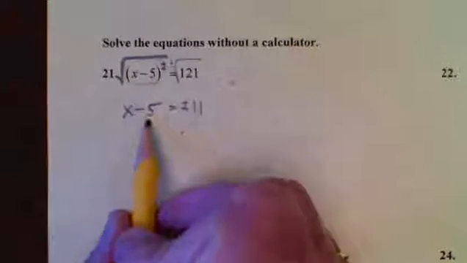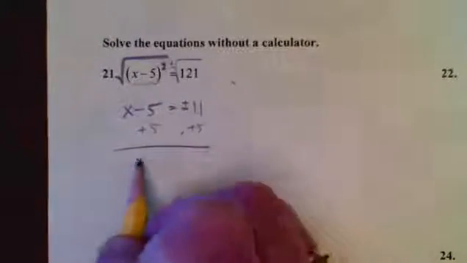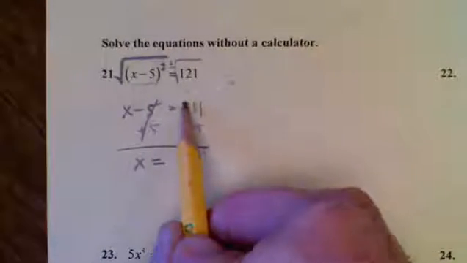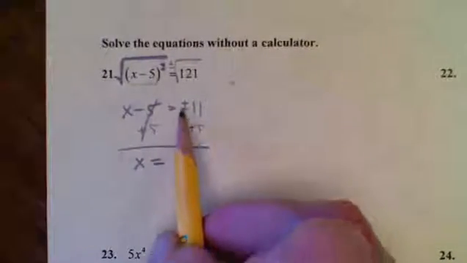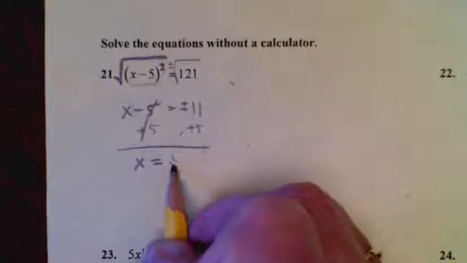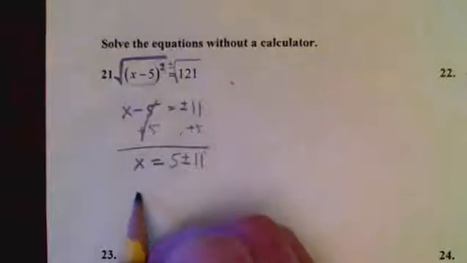Then to undo this minus 5, we need to add 5. So here's where you have to be careful. You have x equals, because that goes away. Over here you have a positive 11 plus 5, and you have a negative 11 plus 5. So you have two different answers. So I know I have a positive 5, but it's a plus or minus an 11. So you want to make sure you give me those answers.